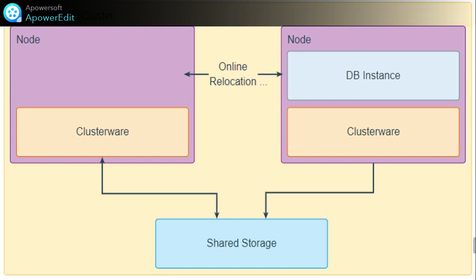Now the online relocation is done. One node cluster, node 1, cluster base and node 2. It will be moved by online relocation. It will move the DB instance to the second node. So this is overview 2. Okay. All right.